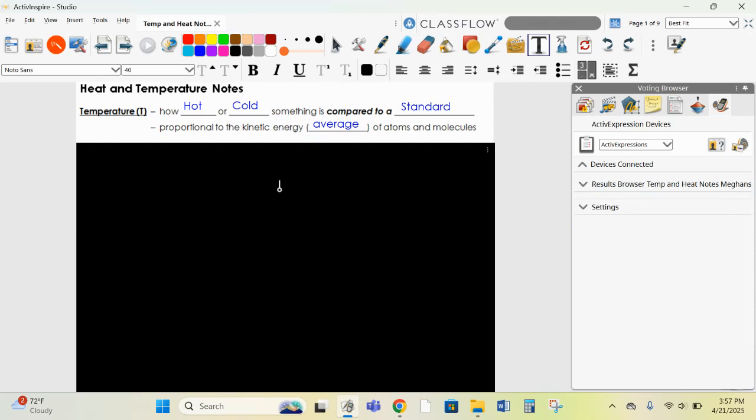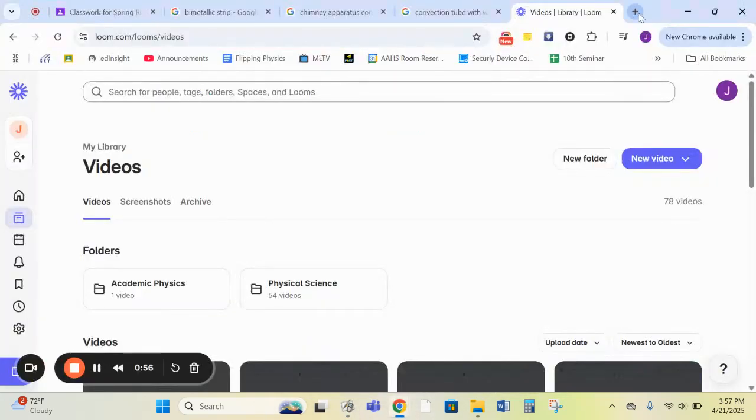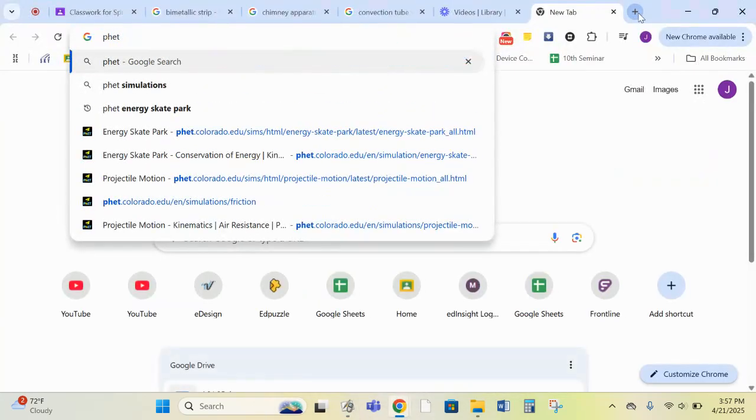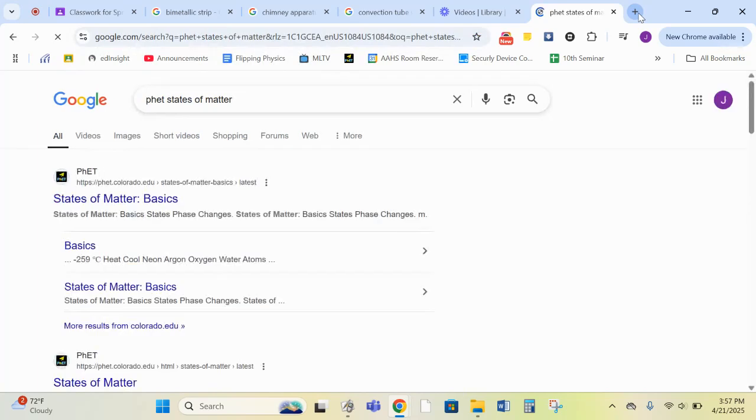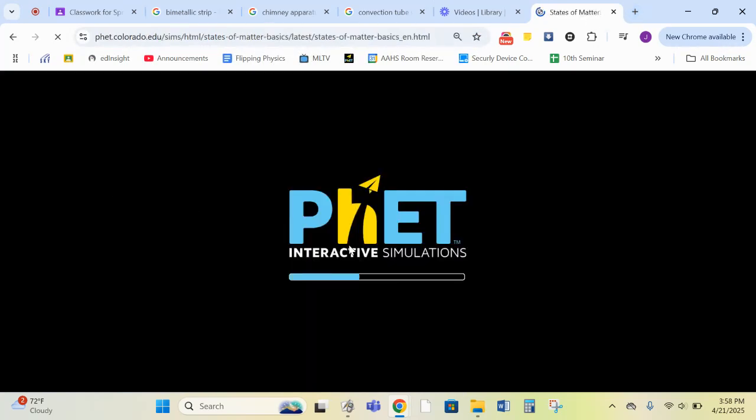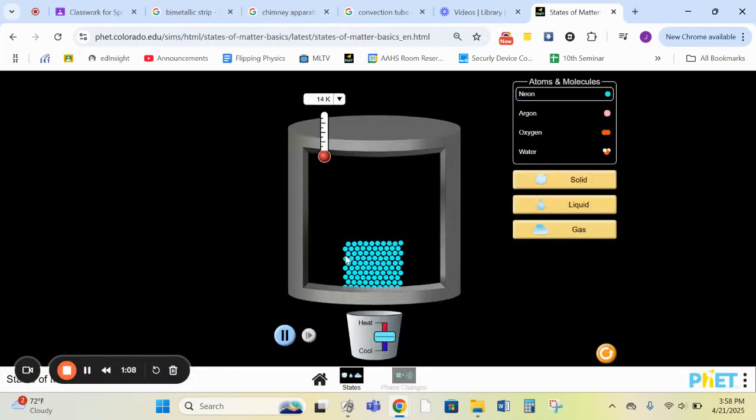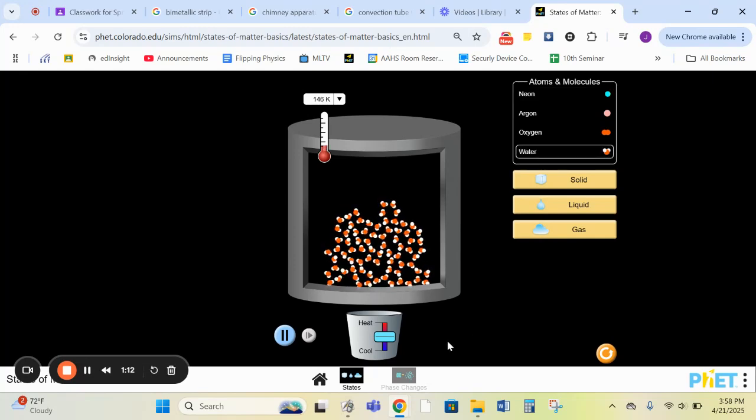Now, what exactly is temperature? It is proportional to the kinetic energy average of atoms and molecules in all matter, no matter what type of form it is in. If it is an element, if it is a compound, if we look at everything on the atomic scale, there is always going to be some motion, some wiggling.